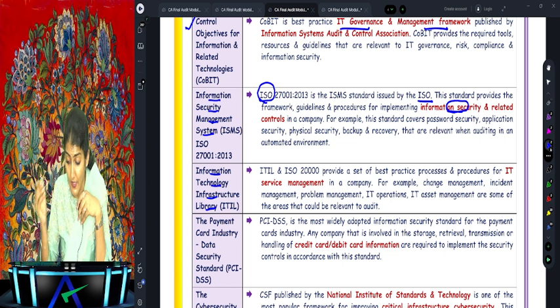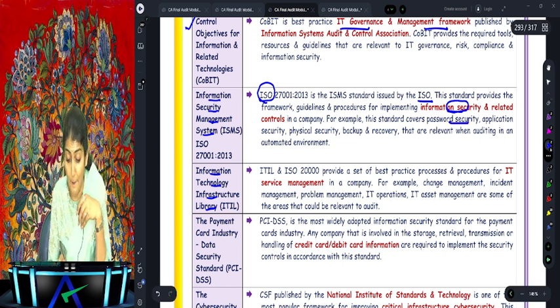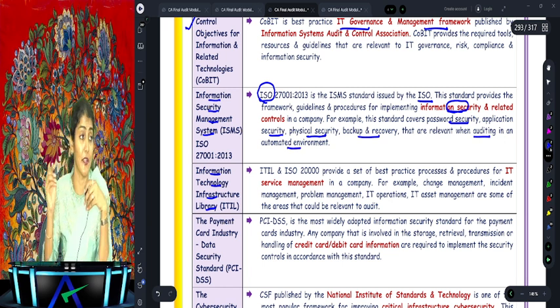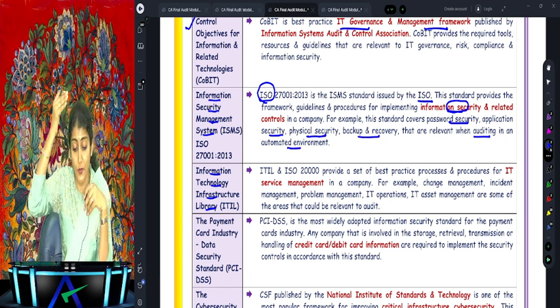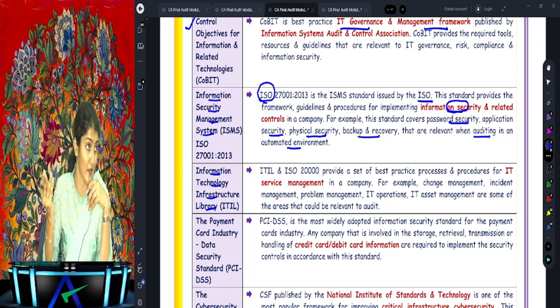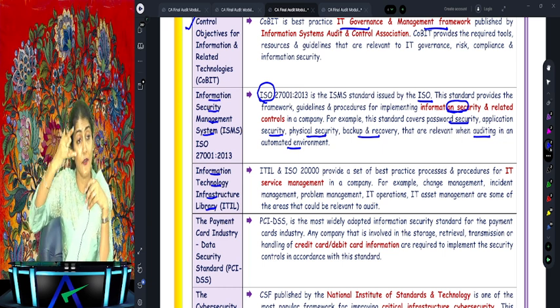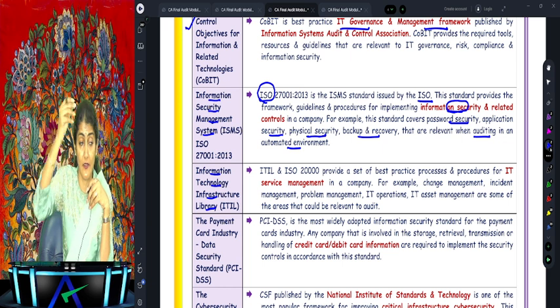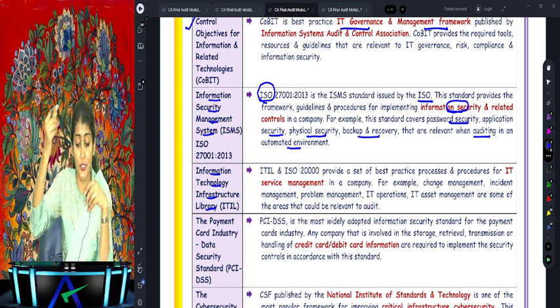This standard covers the password security, application security, physical security, backup and recovery that are relevant when auditing in an automated environment. What you also need to keep in mind is the ISMS, whether the company is ISO certified as per the ISMS standards, the Information Security Management System.